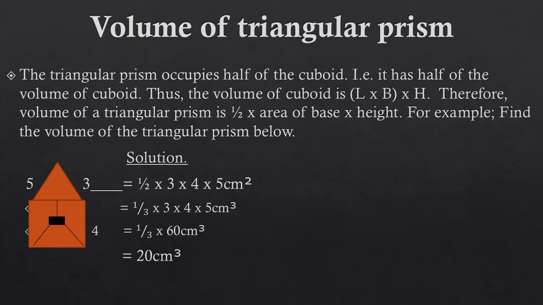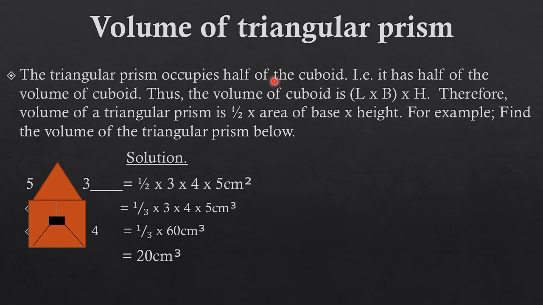You can see this image right here that looks like a house. I will explain further what it signifies, but before we go down to this image, let's understand what a triangular prism means, because what we are viewing right now is a triangular prism. A triangular prism, please say it, prism, it's not prison, occupies half of a cuboid. That is, it has half of the volume of a cuboid.